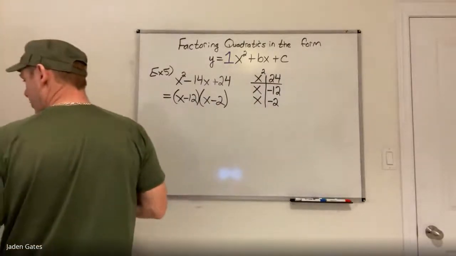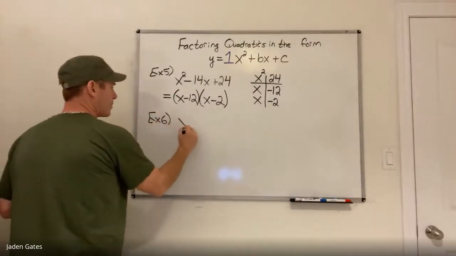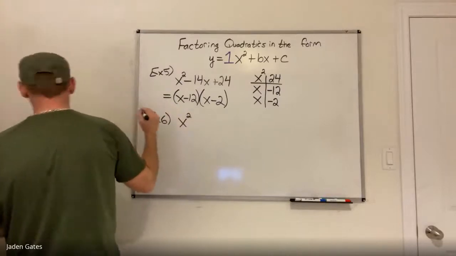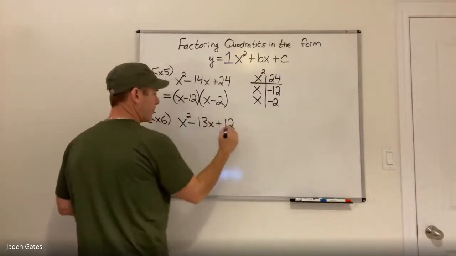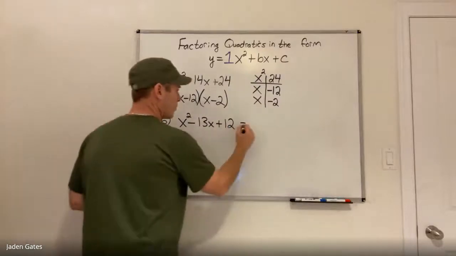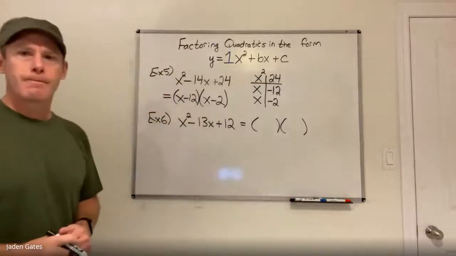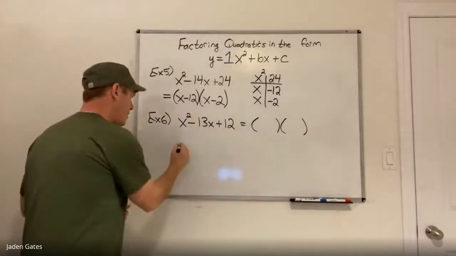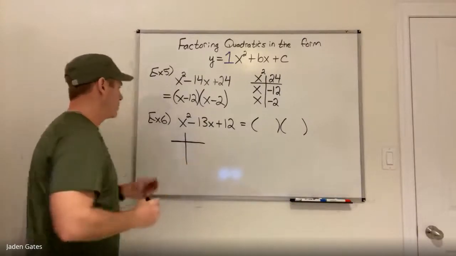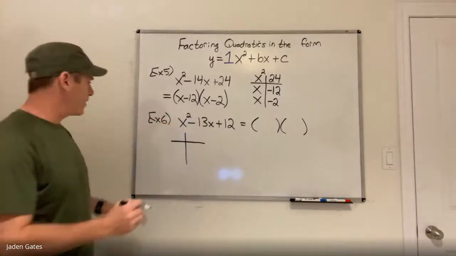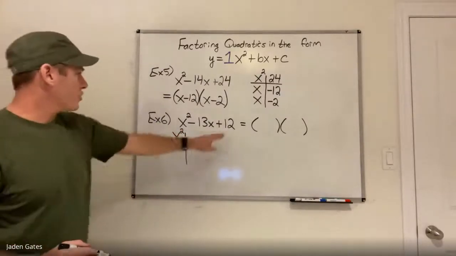Let's see here. Oh, this one's so easy, it's hard. I always catch people up on this one. I'm going to take x squared minus 13x plus 12. All right, so once again, I'm going to factor it, so it's going to have 2 brackets. So again, making my chart. First term in the top left. Last term in the top right.